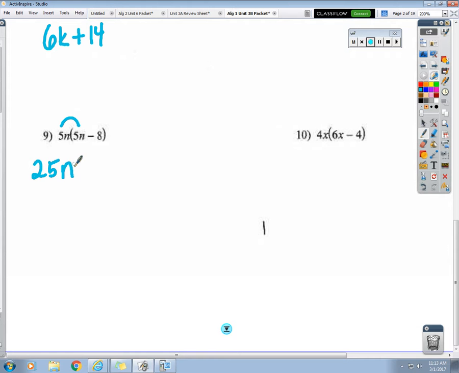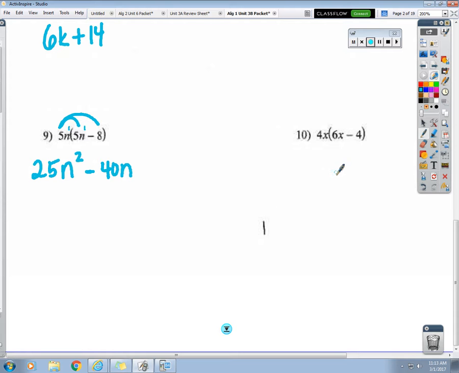25n to the 2nd. Because think about it. Aren't both of those n's raised to the 1st power? And when you multiply an n times an n, what do you do with their exponents? Add them. 1 plus 1 is 2. Now 5n times negative 8 is negative 40n. Because the 5 and the negative 8 make the negative 40, and an n has nothing to multiply by, so it just comes down.